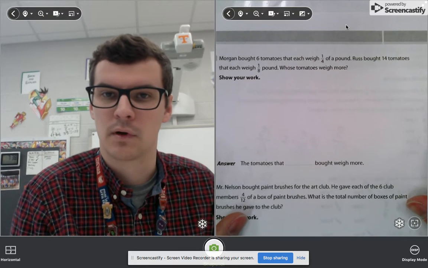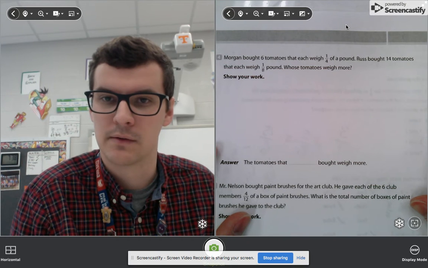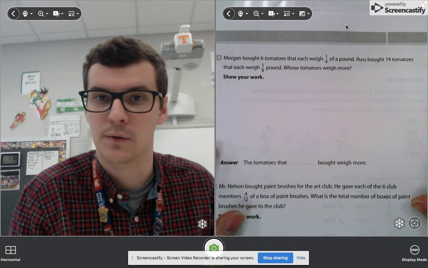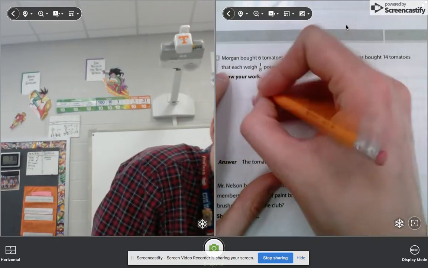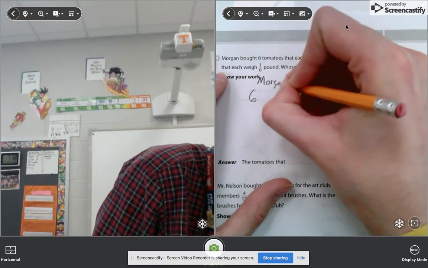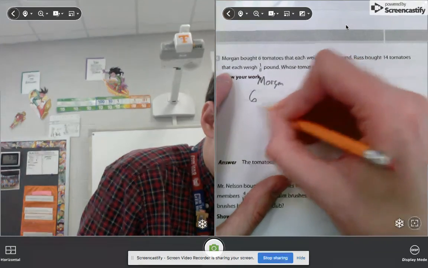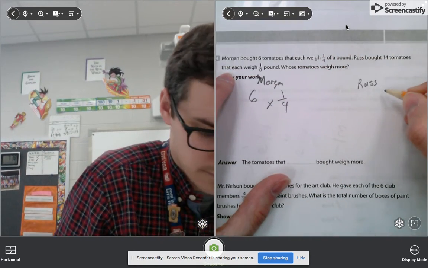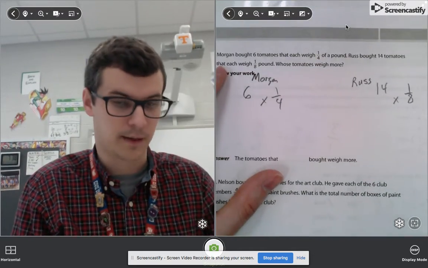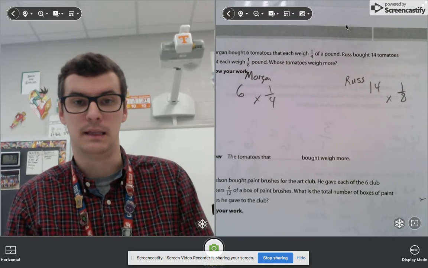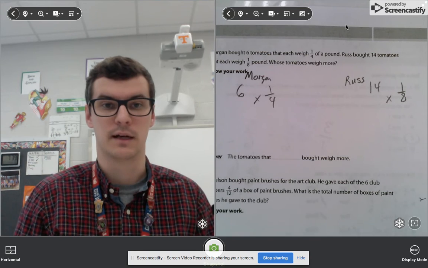All right. Morgan bought 6 tomatoes that each weigh 1/4 of a pound. Russ bought 14 tomatoes that each weigh 1/8 of a pound. Whose tomatoes weigh more? Okay, so we have 2 separate things going on here. I'm going to put Morgan on this side, and I'm going to put Russ on this side. 6 times 1/4, and then he is 14 times 1/8. So you need to solve both of these, and then whichever one is greater, you need to write a comparison for that. Okay, go ahead and try that.